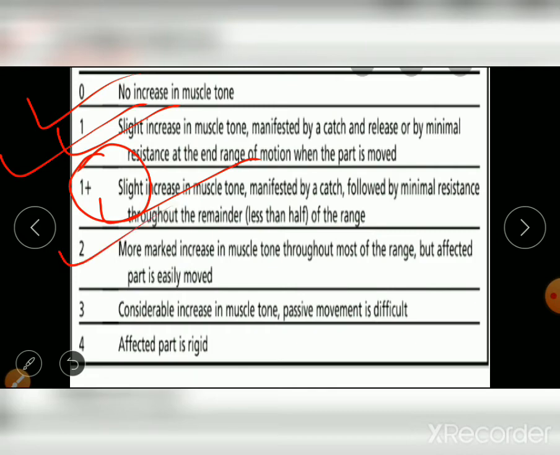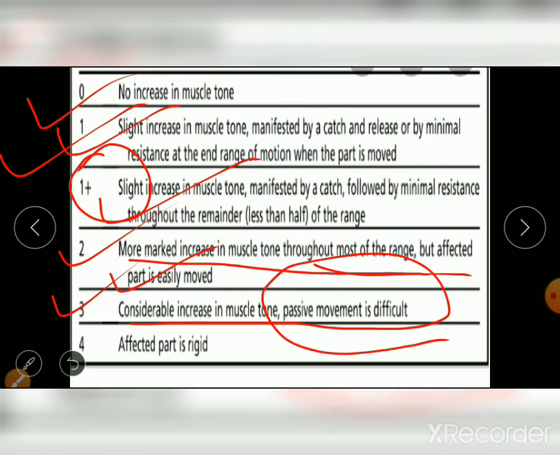Grade 2 is a more marked increase in muscle tone through most of the range, but the affected part is easily moved. So the increase in muscle tone is high, but the affected part moves easily. Grade 3 is a considerable increase in muscle tone, and passive movement is difficult. So you face difficulty during passive movement of the patient, and you can give grade 3.